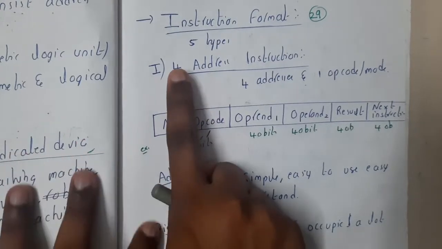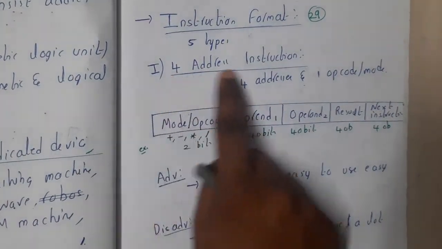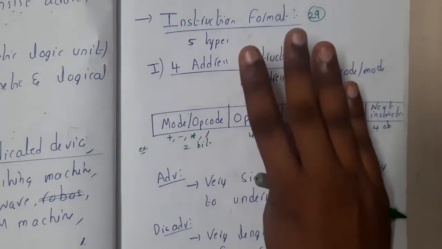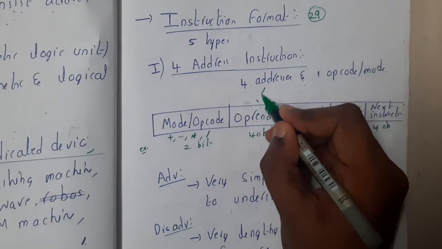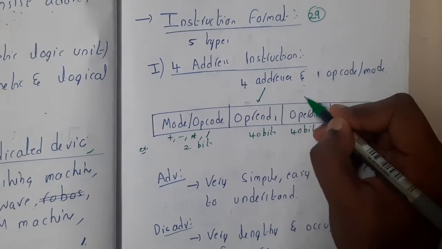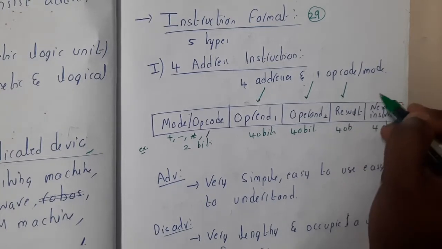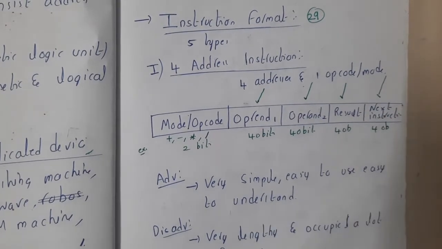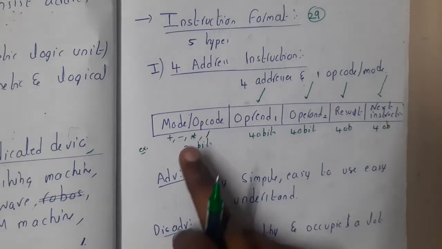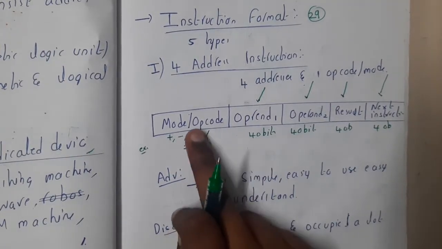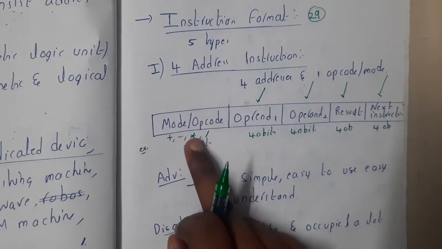So the first type is a 4 address instruction format. With the name, what you understood is there are a total of 4 different addresses stored. The first address is for operand 1, the second address for operand 2, the third address for result, the fourth address for the next instruction, so where is the next instruction, that address is also stored. And the first field is for opcode or mode. Opcode is nothing but whether it is addition, subtraction, division, or multiplication.